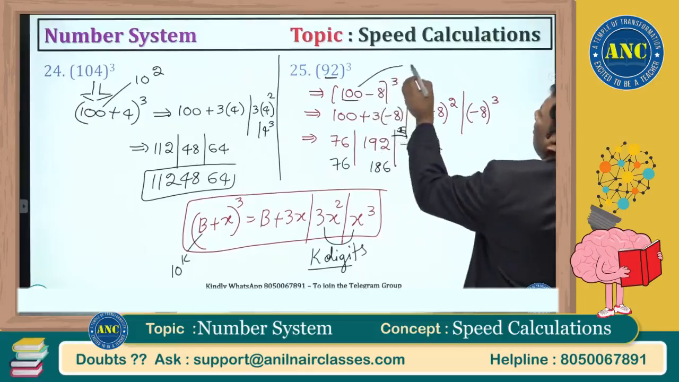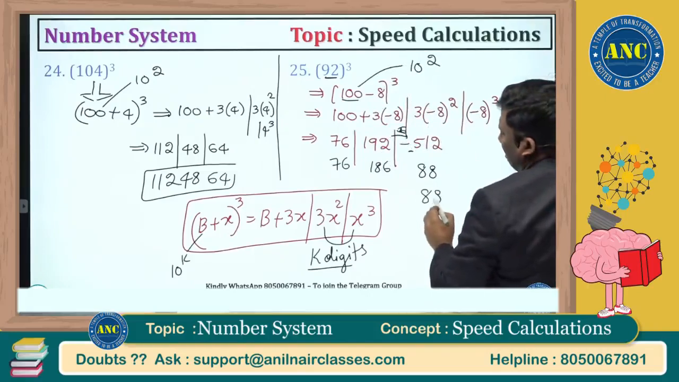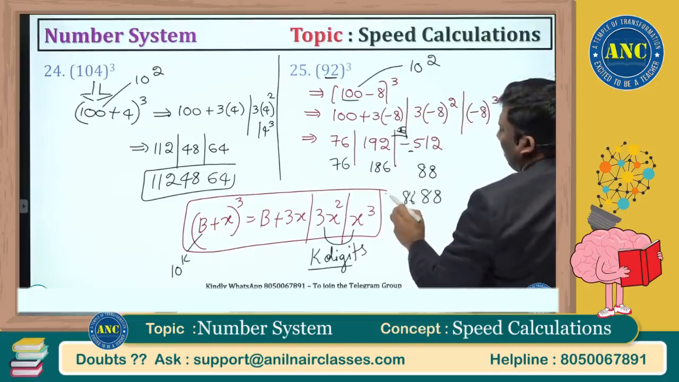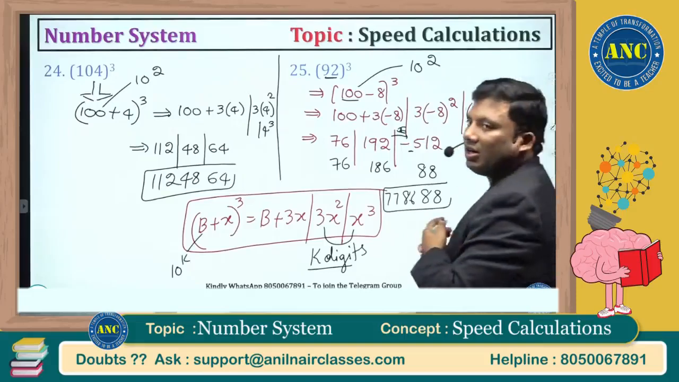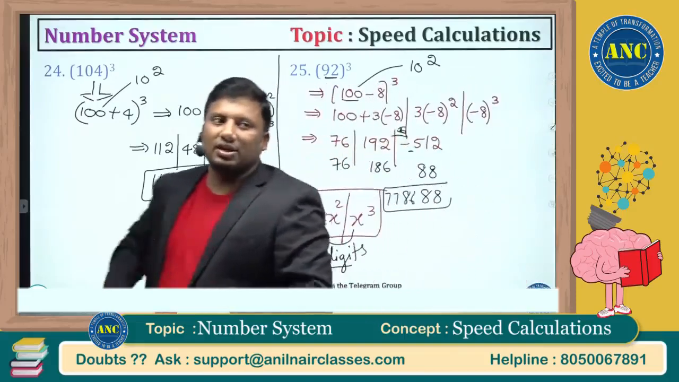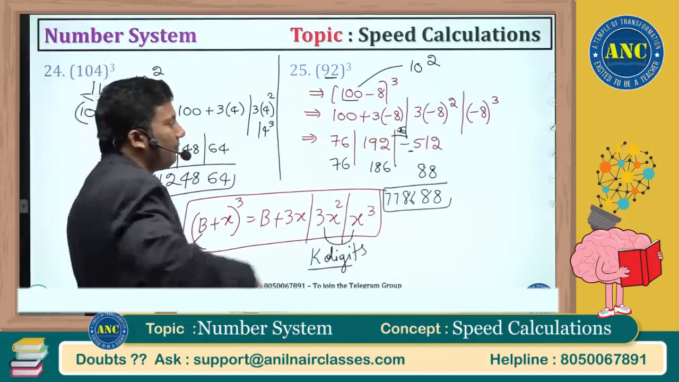100 is 10 square. Last two places 2 digits. 88. 86, 1 carried. 77. Answer is 778688.